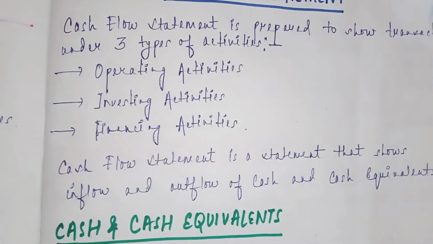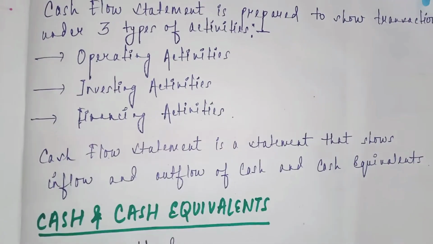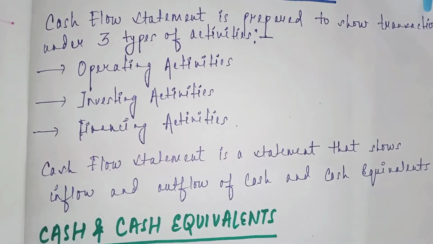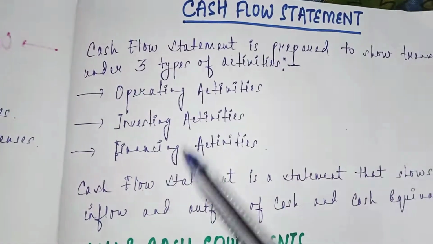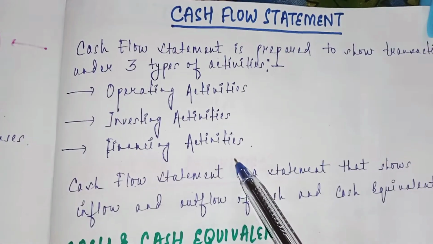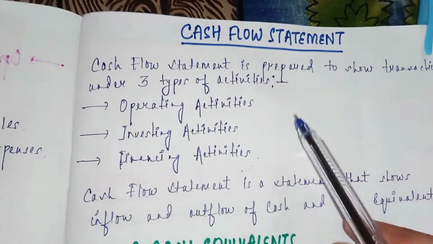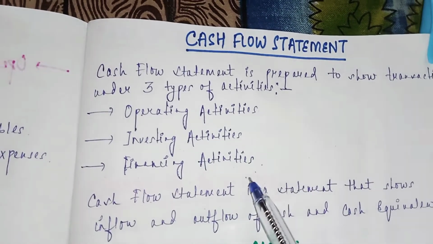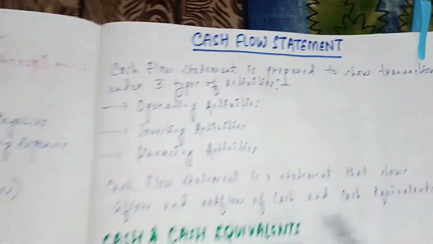Now this cash flow statement is prepared to show the transactions on the three types of activities, which means that the cash flow statement is based on these three activities, that is operating activities, investing activities, and financing activities. Now these three activities involve the inflow and outflow of cash. Now we will learn what these three activities are and what the inflows and outflows in these three activities are.